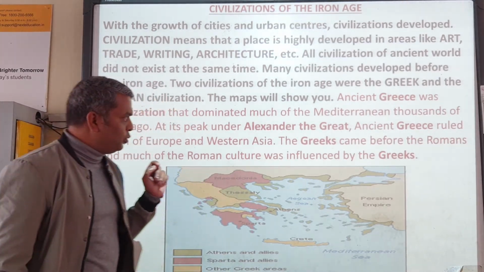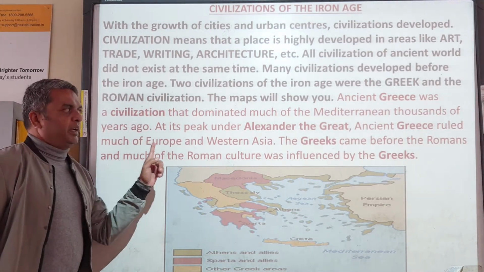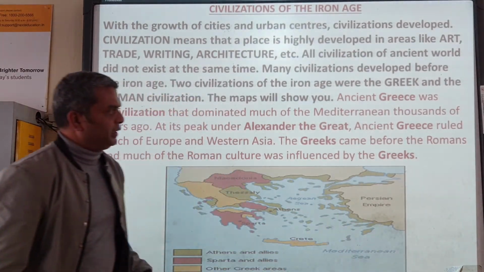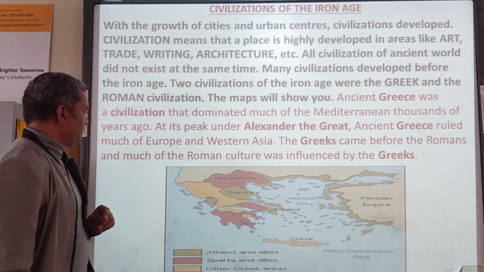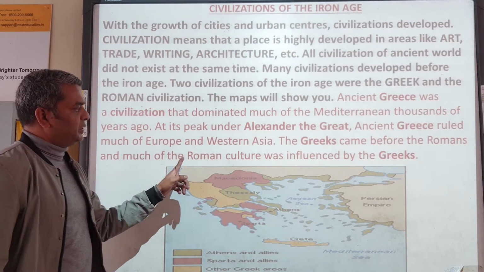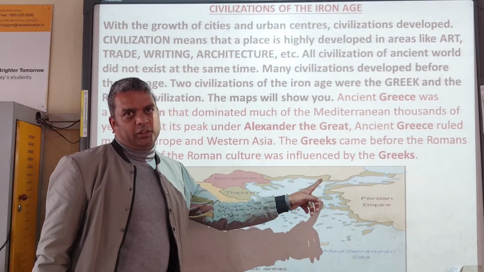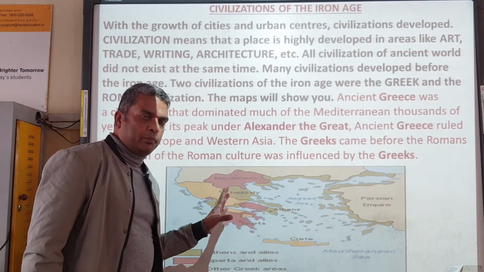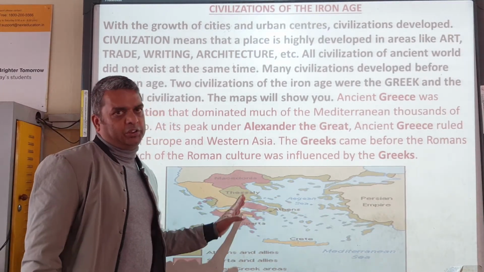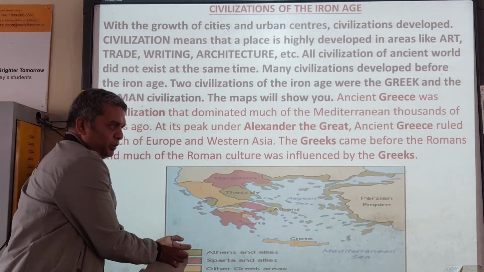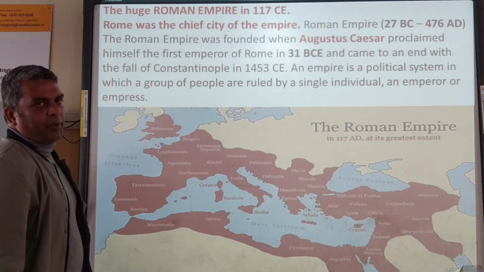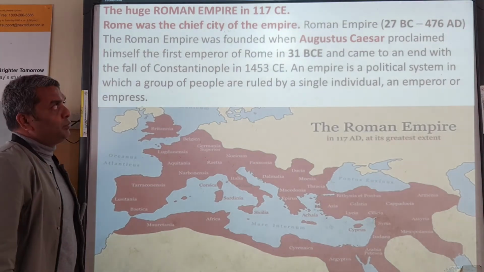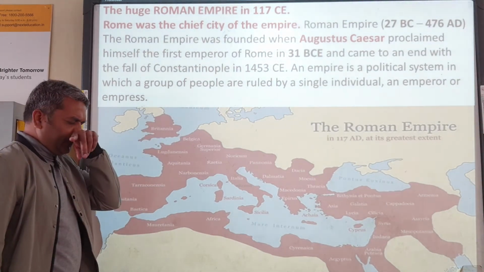Ancient Greece ruled much of Europe and Western Asia. So Europe and Western Asia. Okay? The Greeks came before the Romans, and much of the Roman culture was influenced by the Greeks. So Greeks were there before, and then when the Romans came and conquered them, the same culture they also continued. So the next image will show you the Roman Empire. Okay? The huge Roman Empire in 117 CE, that is Common Era.